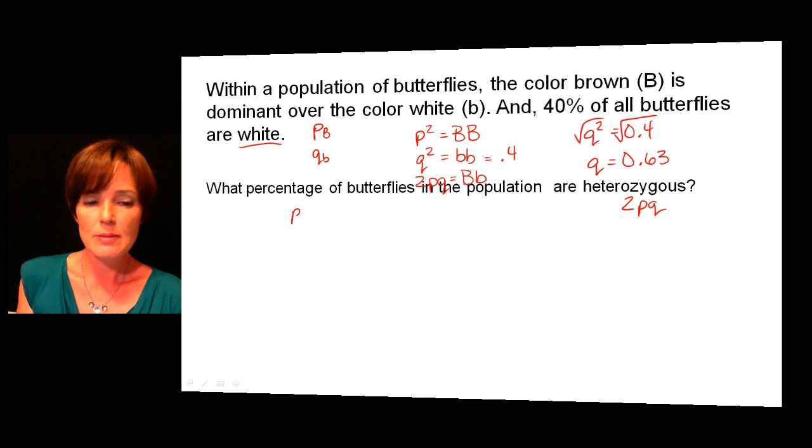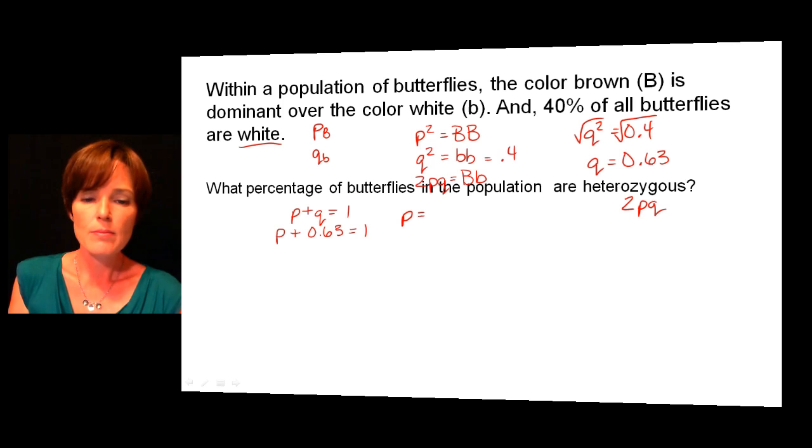Keep in mind that P plus Q has to equal 1, and we just solved for Q. That was 0.63. So knowing that, it should make it relatively simple to solve for our P. So if we do solve for P, go ahead and punch that into your calculator. P is going to be equal to 0.37. We're just taking 1 minus 0.63 to come up with that number.